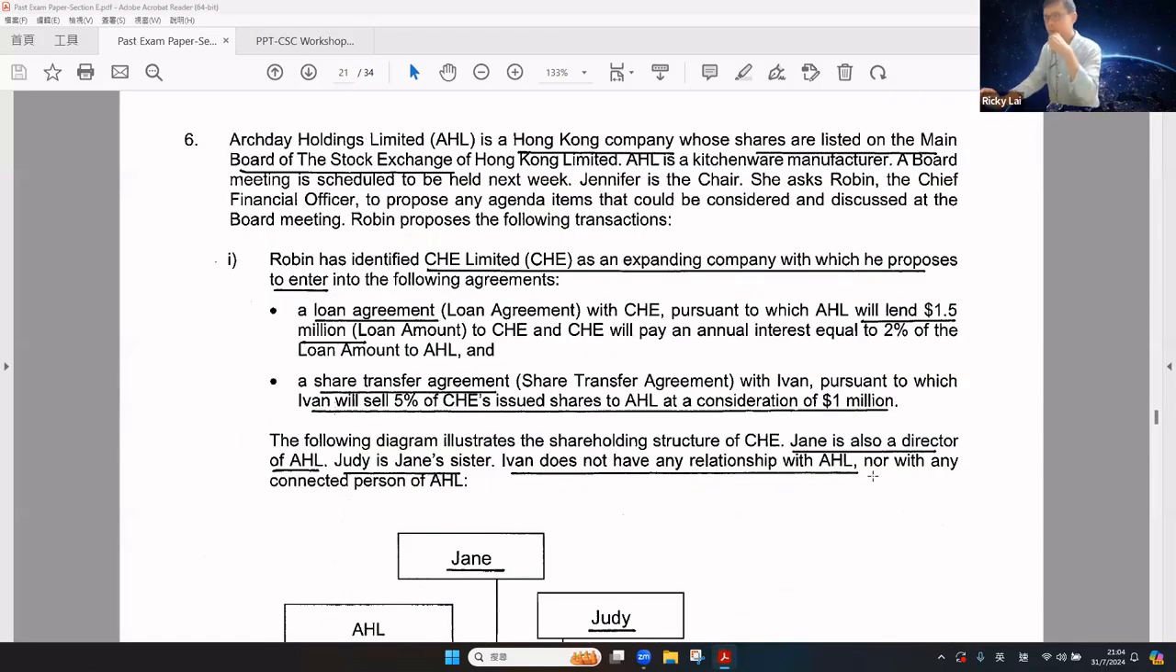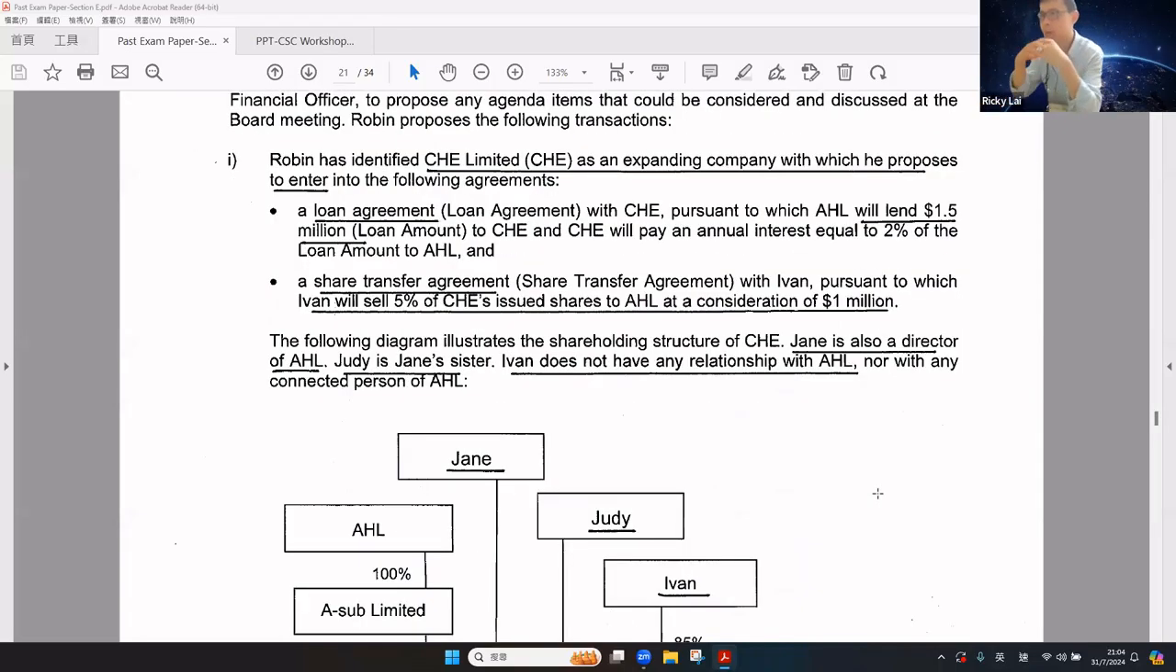Okay, now let's take a look at the company background. The company is a Hong Kong company and the shares are listed on the stock exchange. The company is a kitchenware manufacturer. The board meeting is scheduled to be held next week. Jennifer is the chairman. She asked Robin to propose any agenda item and discuss at the board meeting, so there are some proposals.